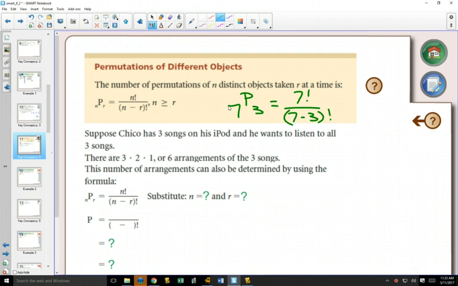You have some multiple choice questions coming up that are going to ask whether you know how to manipulate this formula, whether you know how to work with it algebraically. So we'll do some questions like that. But for the most part, if you got a question like Chico and his songs, you would probably still go to your spaces. Say he has 3 decisions to make. How many choices for the first one? How many choices for the second one? How many choices for the third one?